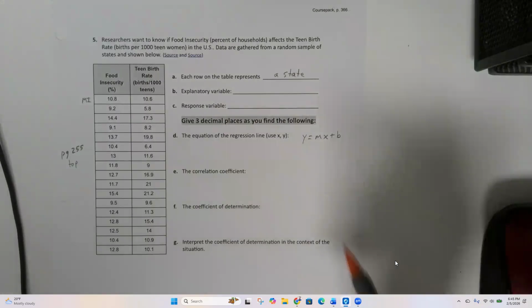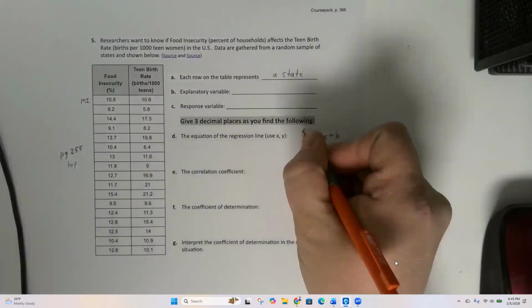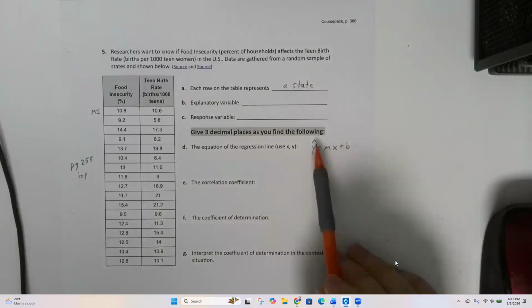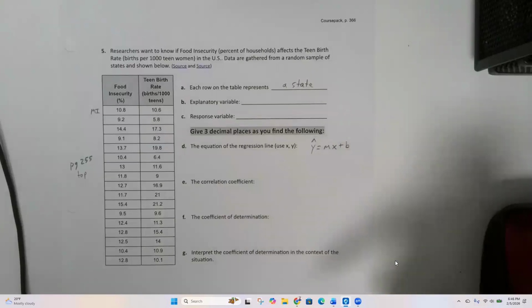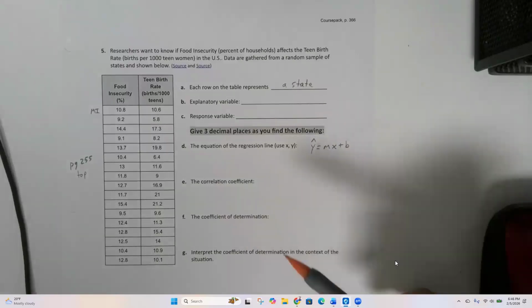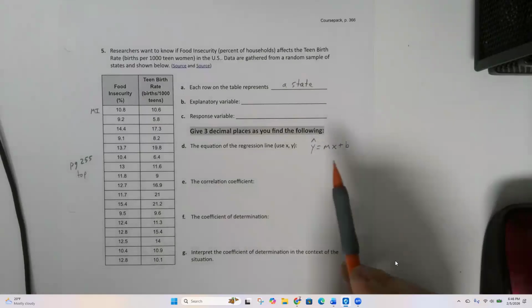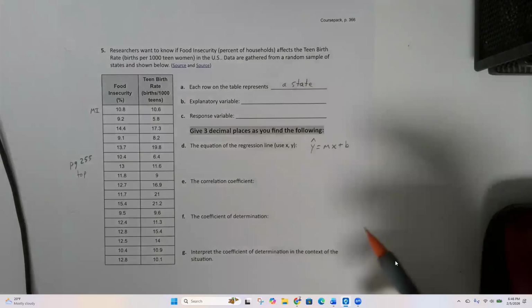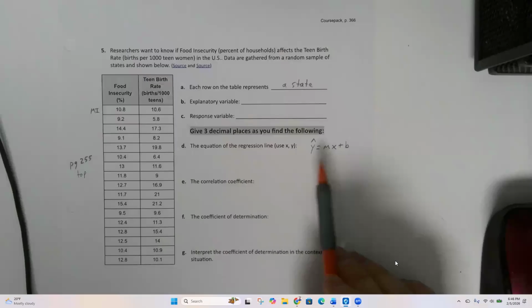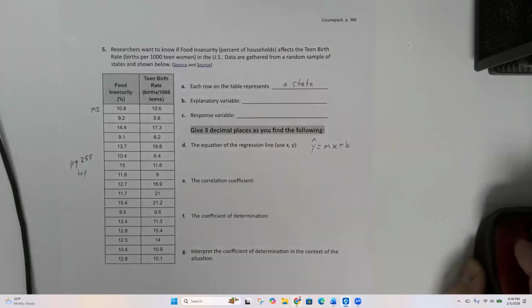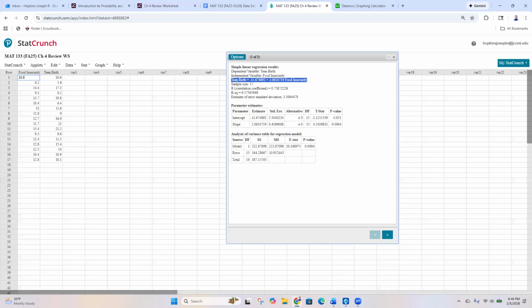Now, for a linear regression, we might actually write it as y hat equals mx plus b. Why do we put the little fancy hat on it? That's just to remind us that it's not the actual y value, it's a predicted y value. If you leave the hat off, and I will probably leave the hat off a couple times, it's not a big deal. It's just a reminder to us that it's a prediction. So we want to write out the equation of our line.